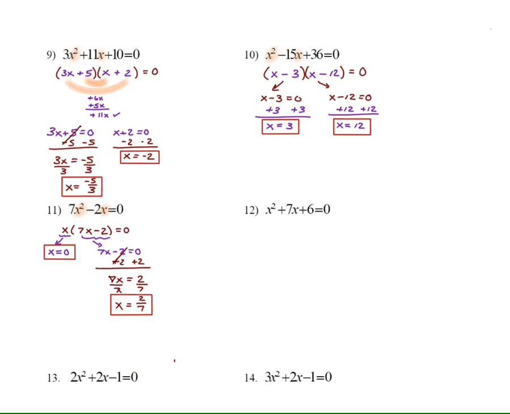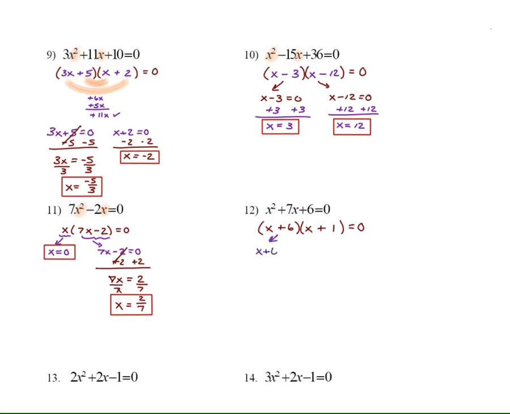Number 12, no greatest common factor between the three terms. There's two x terms, so I'm going to try and factor first. So x squared is x and x, and then factors of 6 that add to 7. You should get positive 6, positive 1. You could use the quadratic formula here, but I think that's way more work for something that factors really easily.